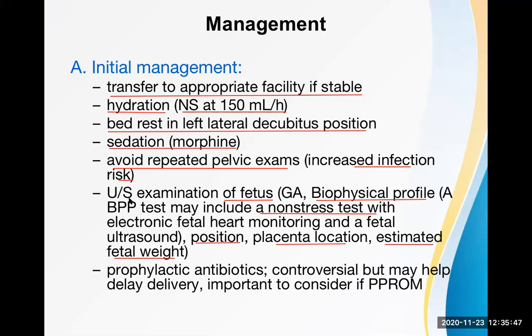And what is the weight of the baby? Let's find it out. How many babies are there? Let's find out. What is gestational age? Let's find out. So everything is done by ultrasound. And then use prophylactic antibiotic, okay, especially if there is a premature rupture of membrane. Otherwise, it is a controversial thing.